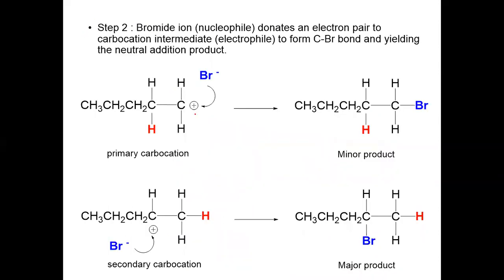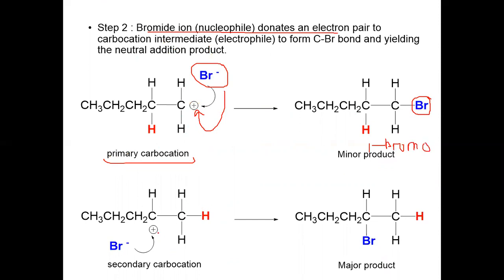Okay, step 2. Dia dah jadi carbocation. Bromide ion pula, nucleophile, akan pergi serang carbocation ion ni. So dia akan attach ke situ. So if this is your primary carbocation ion, bromo akan berada pada satu. This is your product lah nanti.